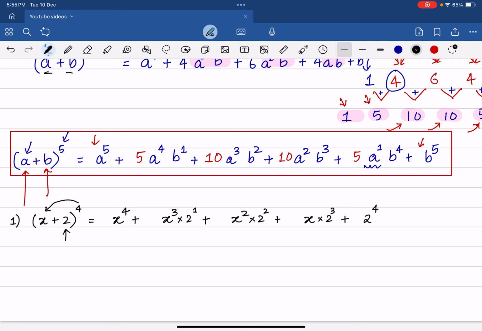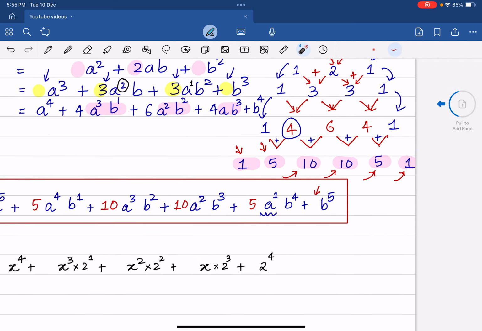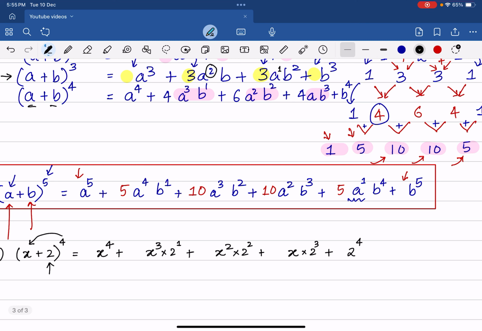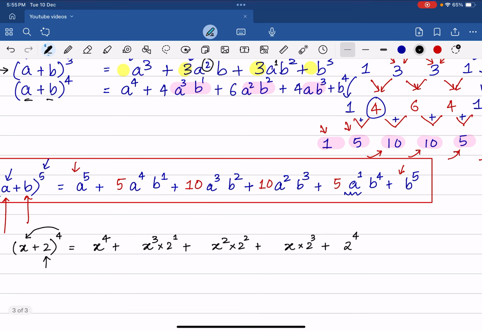Now we need the coefficients. Can we go back to this part over here where we have coefficients of power 4? So coefficients of power 4 are, for the first one it's 1, for the second one it is 4, for the third one it is 6, for the fourth one it is 4, and the last one it is 1. Obviously, they are not expecting you to keep it this way, they want you to simplify it. So yes, you are going to simplify it.